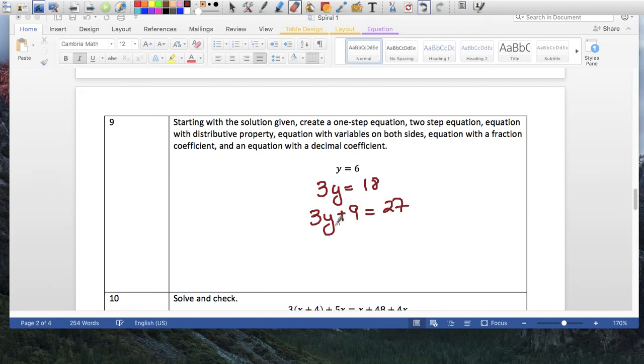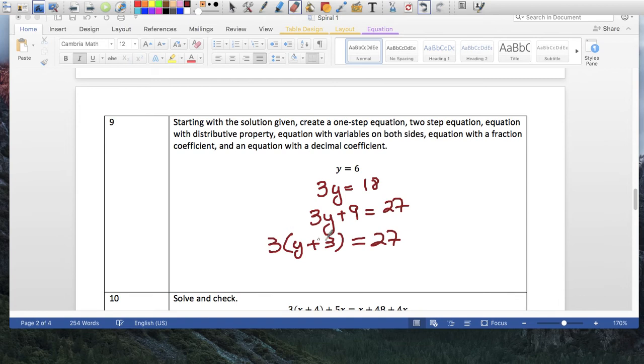The reason I added 9 is because the next step is going to be to create an equation with the distributive property, and that makes it easier for me to factor, right? So I can go like this, y plus 3, because it's the same thing. 3 times y, if I do the distributive property, I get 3y, and 3 times 3 gives me 9. And nothing on this side, right? So I just added the distributive property.